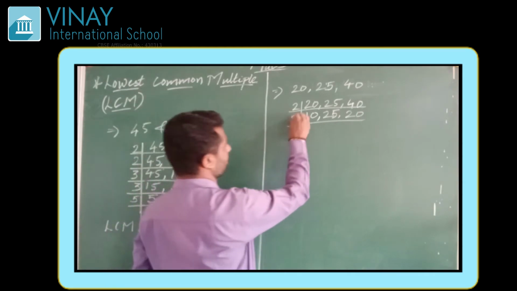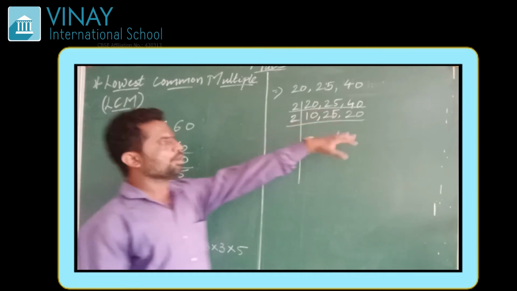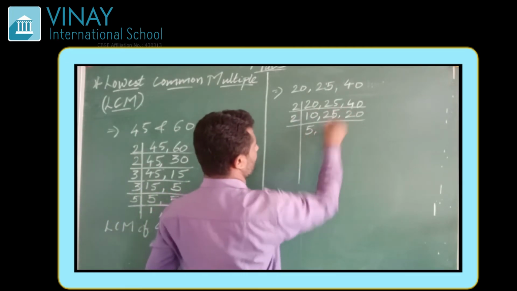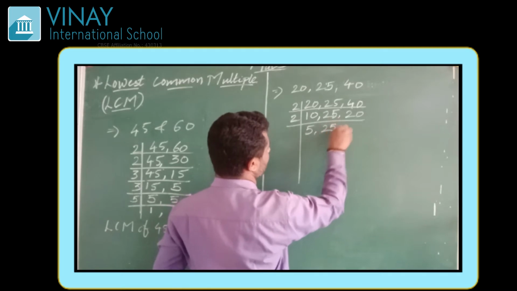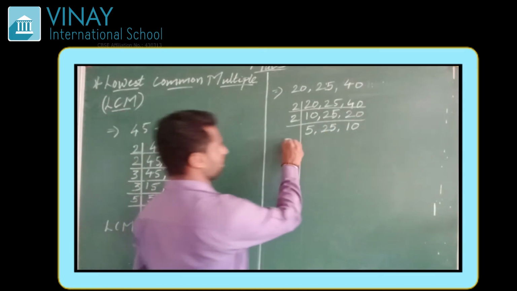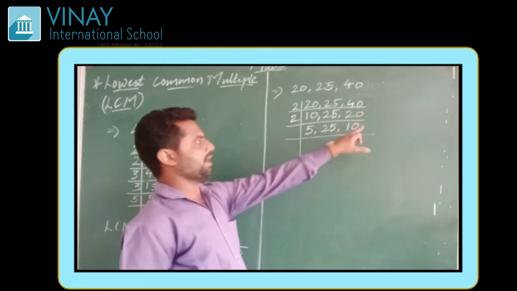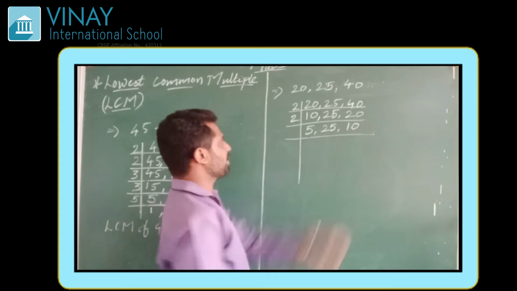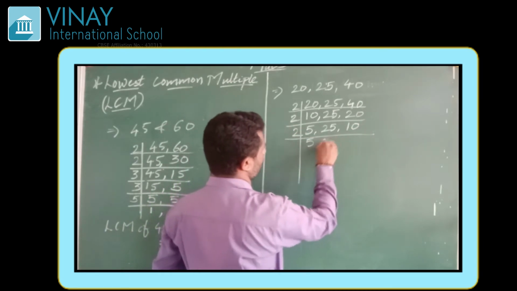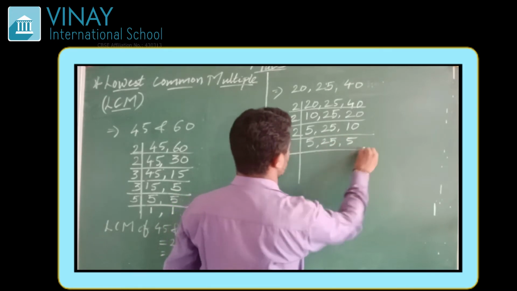Then again this 10 and 20 are both divisible by 2, so we divide by 2. 2 fives are 10. 25 will come as it is. Again here it is 10. 25 is not divisible by 2, but 10 is divisible by 2, so 2 fives, 25 and 5.